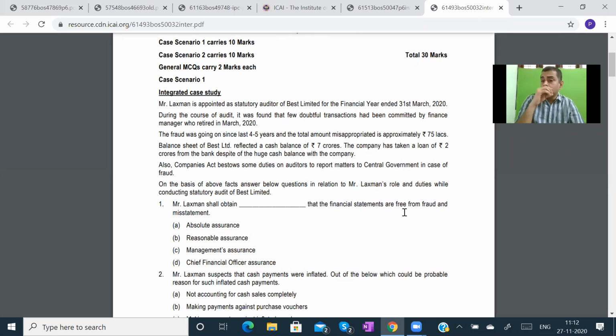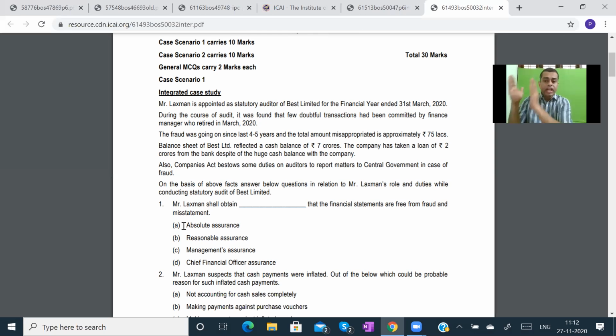Okay, so listen here. Even in case scenario based MCQs, many times they'll ask certain questions which are actually not related to the case. For example, look here: the auditor shall obtain dash that the financial statements are free from material misstatement, fraud and misstatement. This has no connection with this case study, whether it is this case study or any case study or a general MCQ. So this is actually a general question, with no connection to the case study.